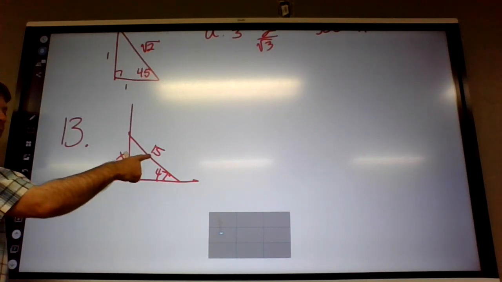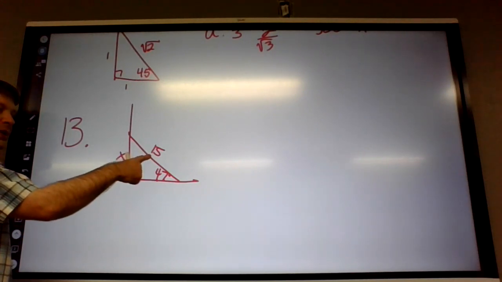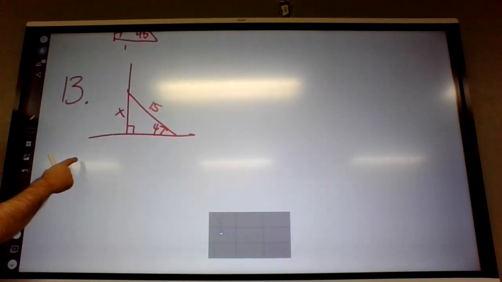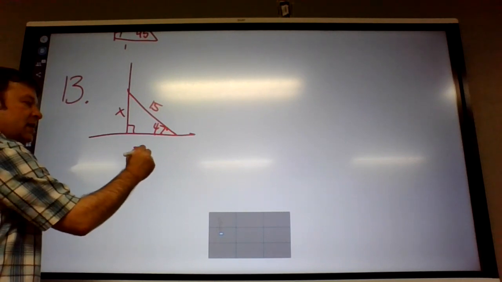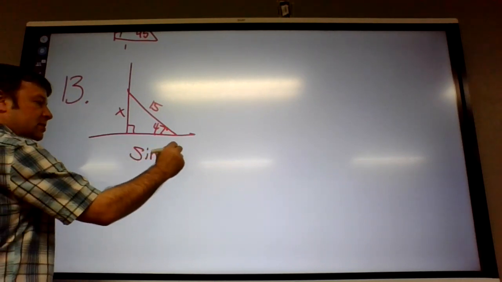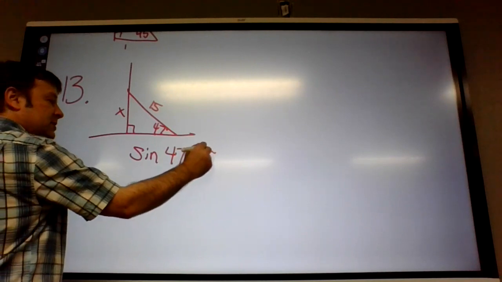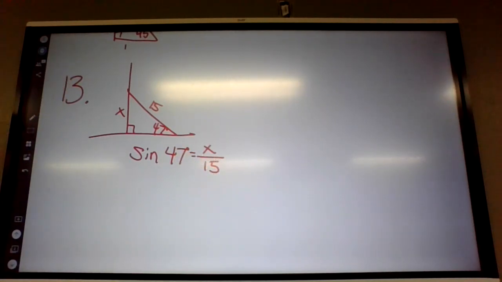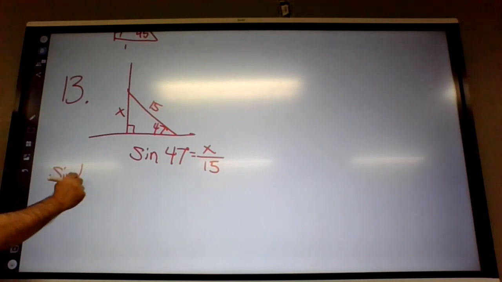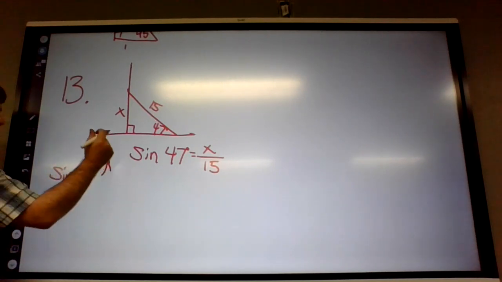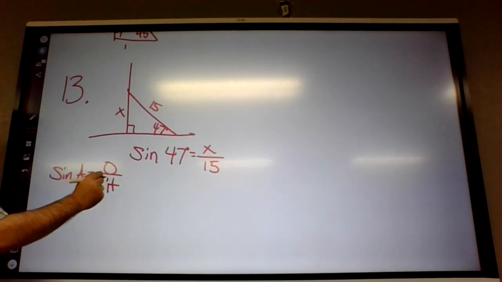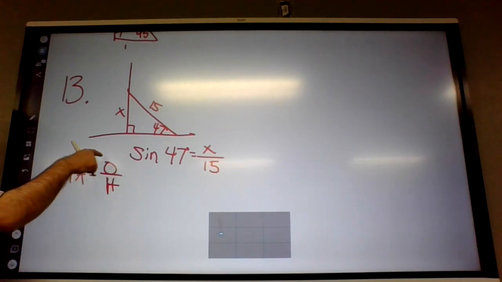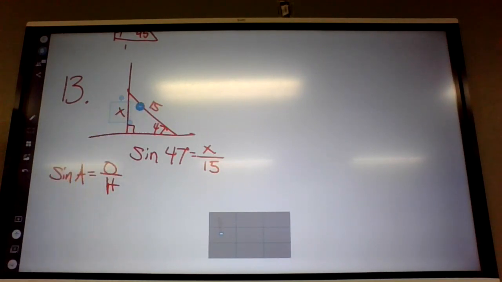Opposite. And the side we already have is the hypotenuse. Which trig function uses opposite and hypotenuse? Sine. So it's sine of the angle should equal the opposite over the hypotenuse. Okay, back when we wrote the SOHCAHTOA stuff at the top, we had that right. Sine of the angle, 47 degrees, equals opposite x, hypotenuse 15.